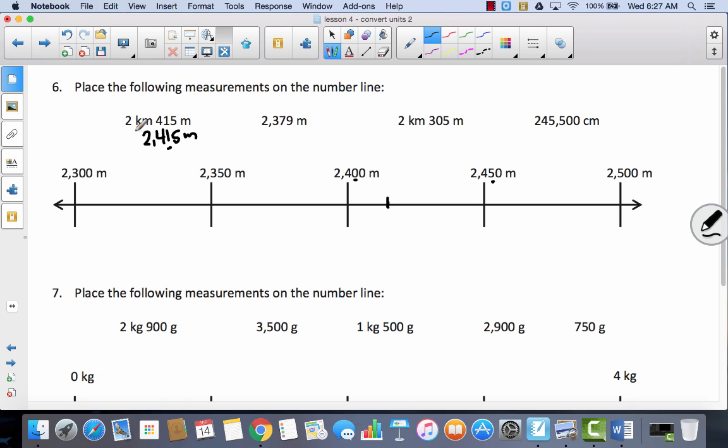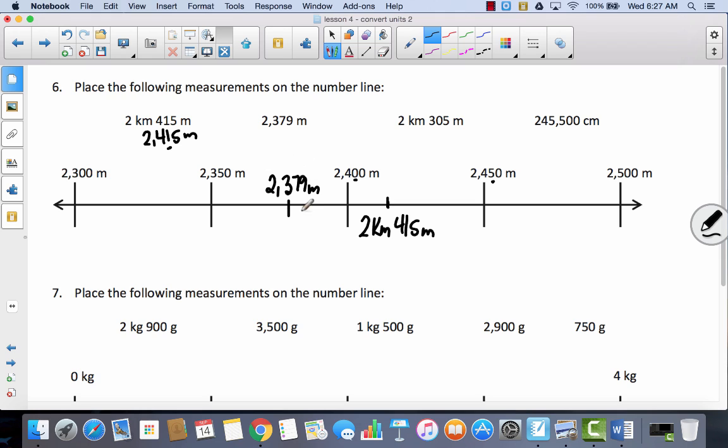I'm going to go back to the original, which was kilometers and meters. When I write this, I'm going to say 2 kilometers, 415 meters. Now this one's going to be pretty easy because it's already in meters. So I've got 2,379. I want you to think about where this would go on the number line, and go ahead and put it on the number line, and then let's come back and check together.